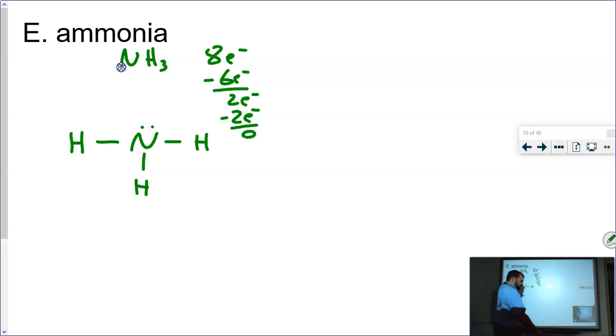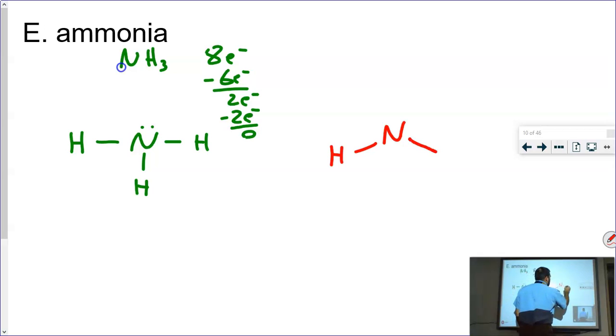Now, let me attempt to draw this 3-dimensionally. The way this is going to look 3-dimensionally is, there's my nitrogen. Here is a hydrogen. And then these other 2 are going to have depth. Okay? And up above, I would have the lone pair. I'm not going to draw that in because I don't care about that when I'm describing the shape. Okay? The molecular geometry gives us the shape name.